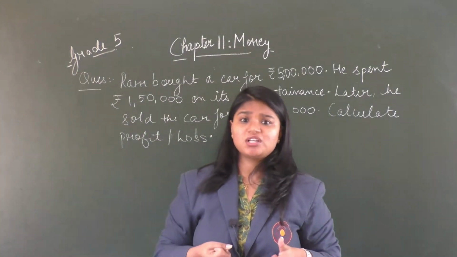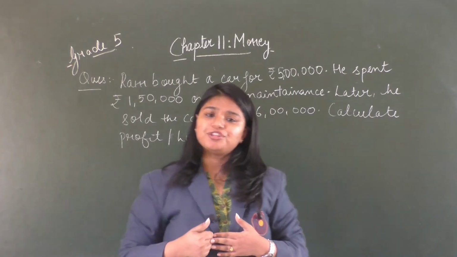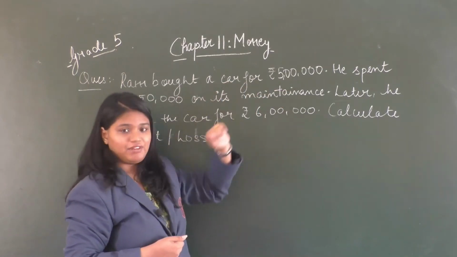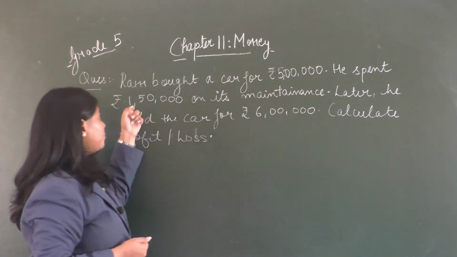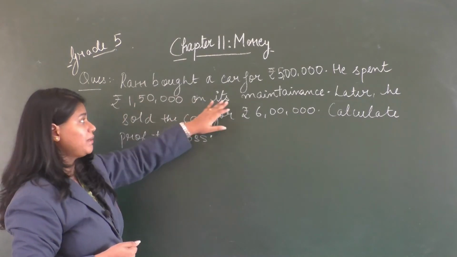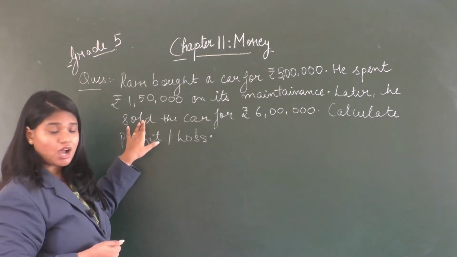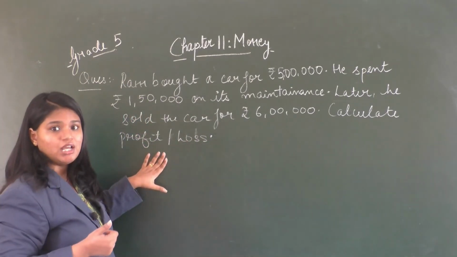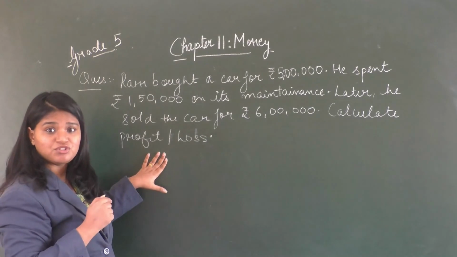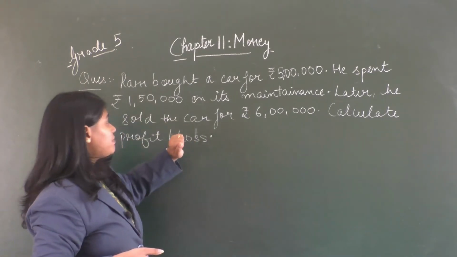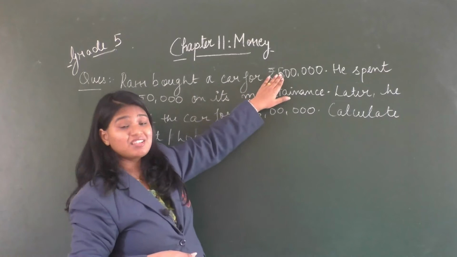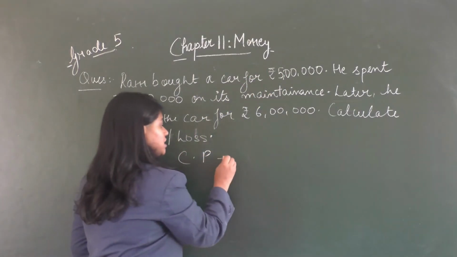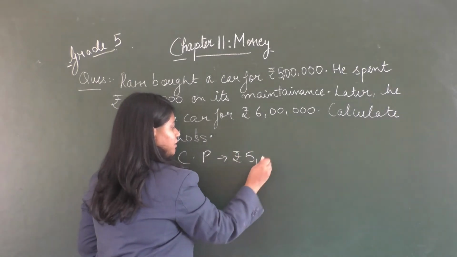Now let's apply the concept in real life situation. So here we have a question which says, Ram bought a car for rupees 5 lakh. He spent rupees 1,50,000 on its maintenance. Later he sold the car for rupees 6 lakh. Calculate profit or loss. Now let's consider the amounts mentioned in the question. Here it is mentioned that Ram bought a car for rupees 5 lakhs. That means the CP or the cost price is rupees 5 lakh.